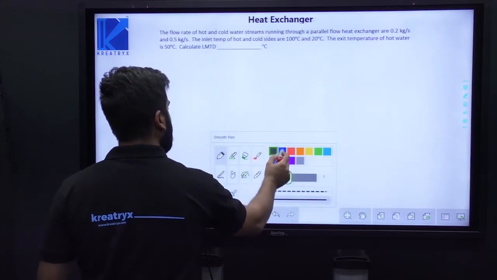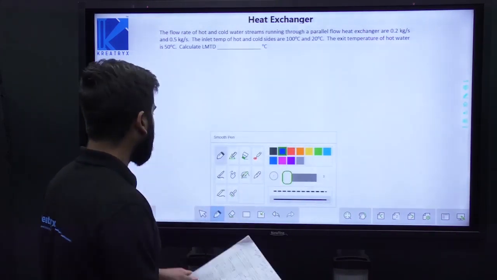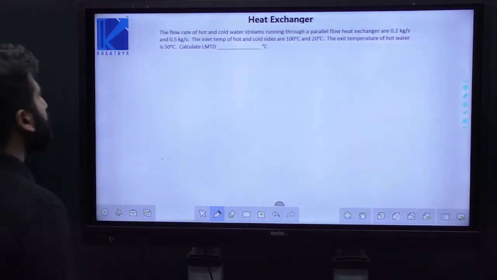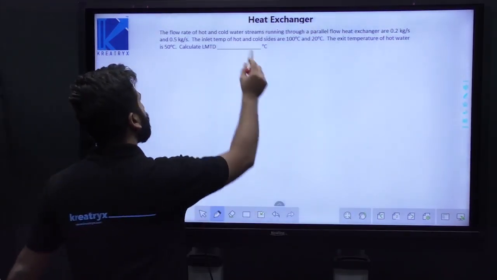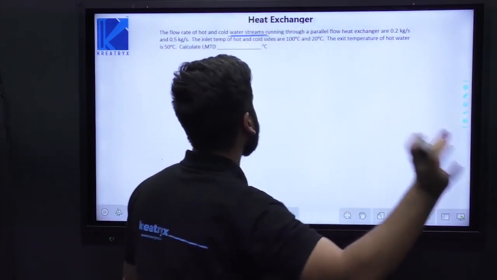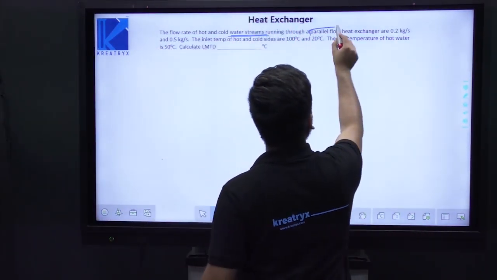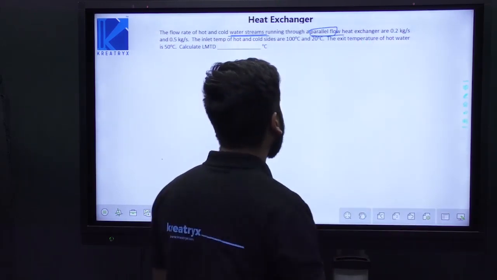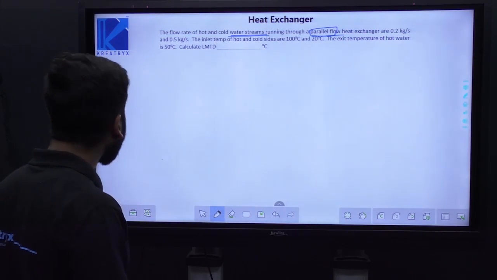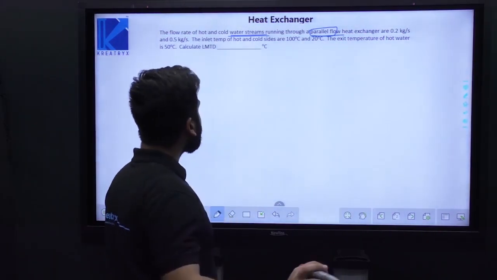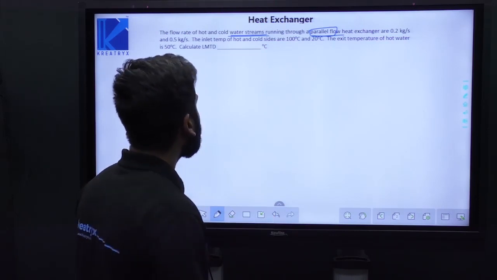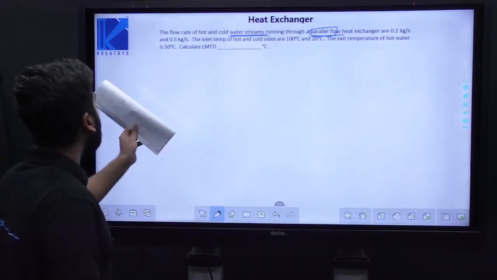The flow rates of hot and cold water streams, both are water streams, that means Cp will be the same, running through a parallel flow heat exchanger. The mass flow rates are given as 0.2 kilogram per second and 0.5 kilogram per second. The inlet temperatures of the hot and cold sides are 100 degrees Celsius and 20 degrees Celsius. The exit temperature of hot water is given.